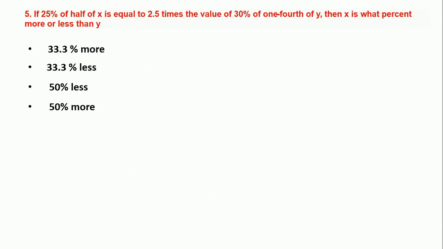Now question 5th. If 25% of half of x is equal to 2.5 times the value of 30% of 1/4 of y, then x is what percent more or less than y? So 25%, percent simply means divide by 100, of half of x is equal to 2.5 times the value of 30%, the value of 1/4 of y.